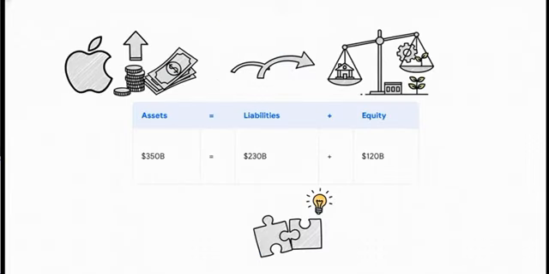And just look at this. This is where it all clicks. You've got $350 billion in assets on one side, and on the other, $230 billion in liabilities, plus that $120 billion in equity. It balances perfectly. This is the financial DNA of Apple, laid out in one simple, elegant line.